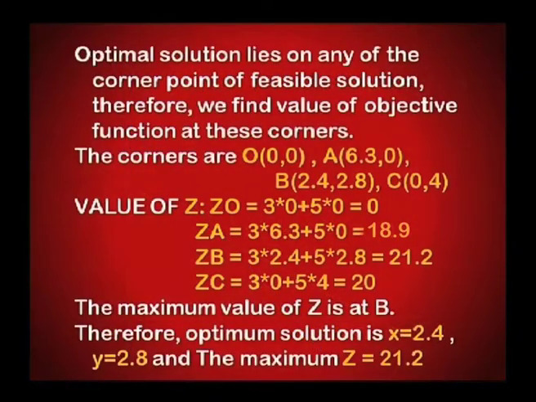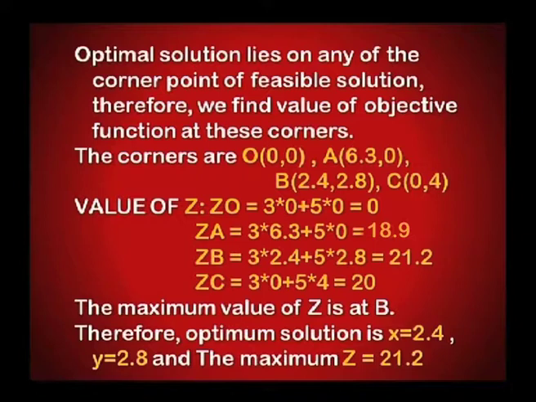The optimum solution lies on one of the corner points of the feasible region. Therefore, we find the value of the objective function at these corners. The corners are O (0, 0), A (6.3, 0), B (2.4, 2.8), C (0, 4).